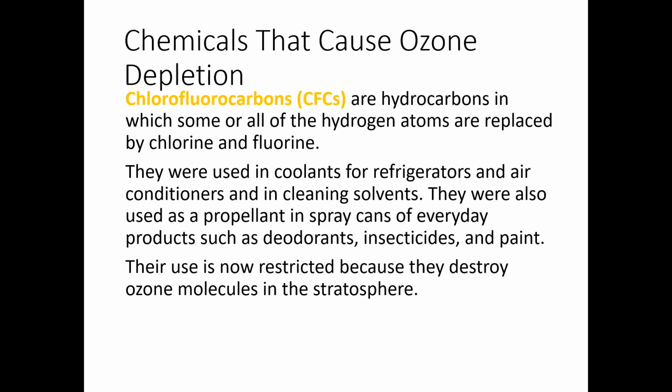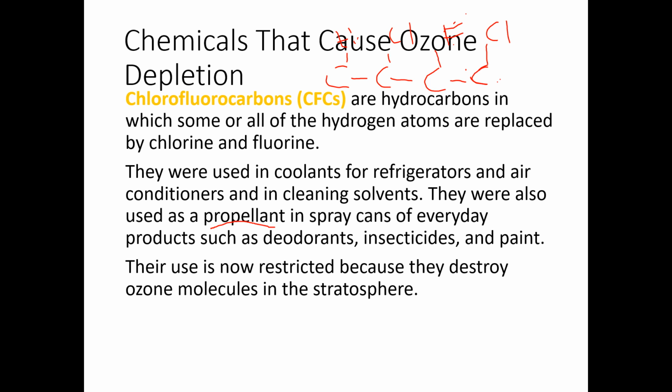There are some chemicals that can cause ozone depletion, and these are called chlorofluorocarbons. A chlorofluorocarbon is basically a chain of carbons, where normally this chain would have hydrogen atoms bound to it. What happens with these molecules is that some, or mostly all, of these hydrogen atoms get replaced by chlorine or fluorine. These are considered something of miracle molecules. They're very stable and really useful as coolants in refrigerators and air conditioners, and also for cleaning solvents. They're used for propellants in spray cans.